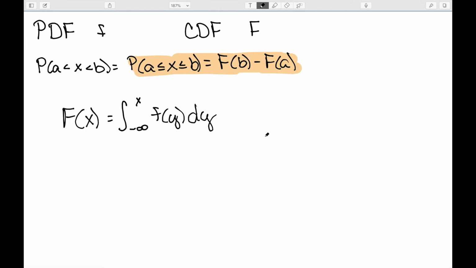My CDF can be determined from the PDF by integrating from negative infinity to x. We integrate f of y dy, and this gives us the CDF from the PDF. We can also go the other way. If we have our CDF, we can get our PDF by taking the derivative. So these do have a relationship. The cumulative distribution function is just the integral of the probability density function.